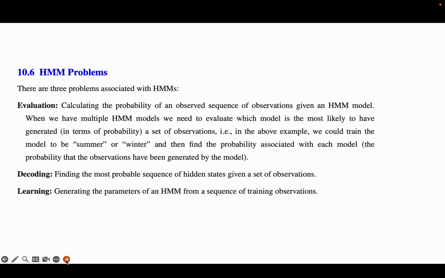So there are 3 problems that are associated with hidden Markov models, and problems doesn't mean disadvantages, it just means 3 problems to solve. The first is the evaluation. That is calculating the probability of an observed sequence of observations given a hidden Markov model. So when we have a lot of hidden Markov models, we need to evaluate which model is most likely to have generated, in terms of probability, a set of observations. So we could, for example, train the model to be a summer model and a winter model and find, with each model, the probabilities that the observations have been generated by the model.